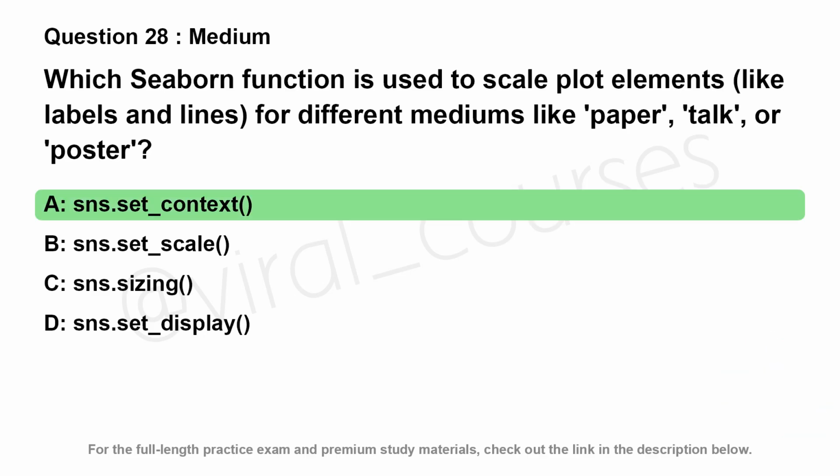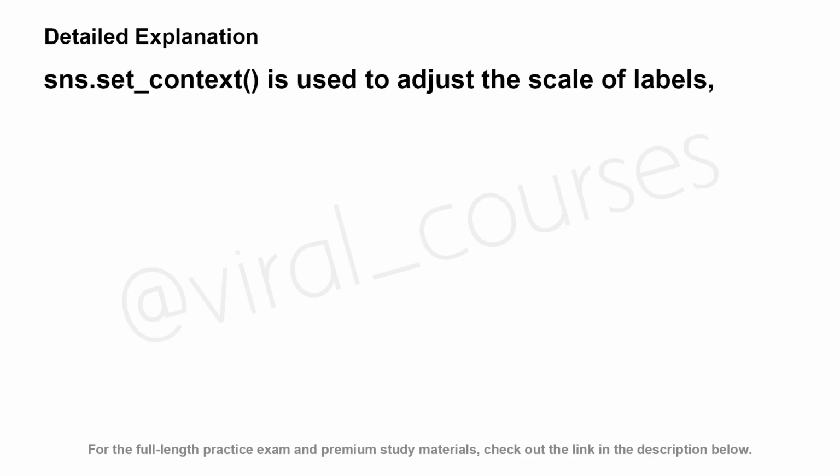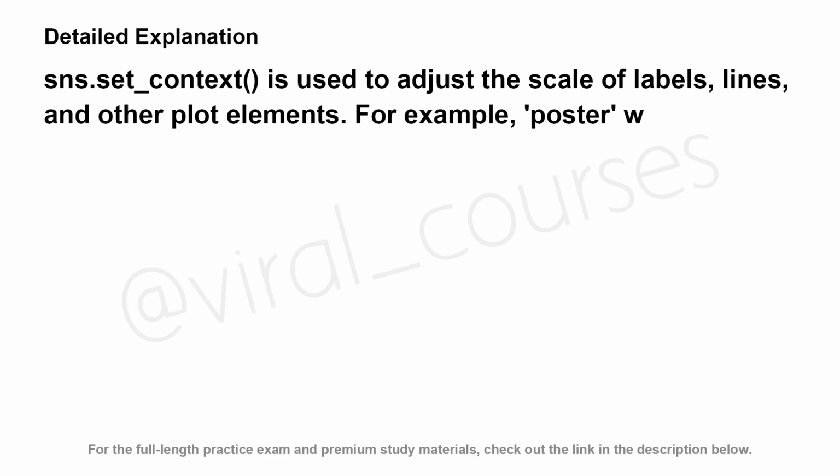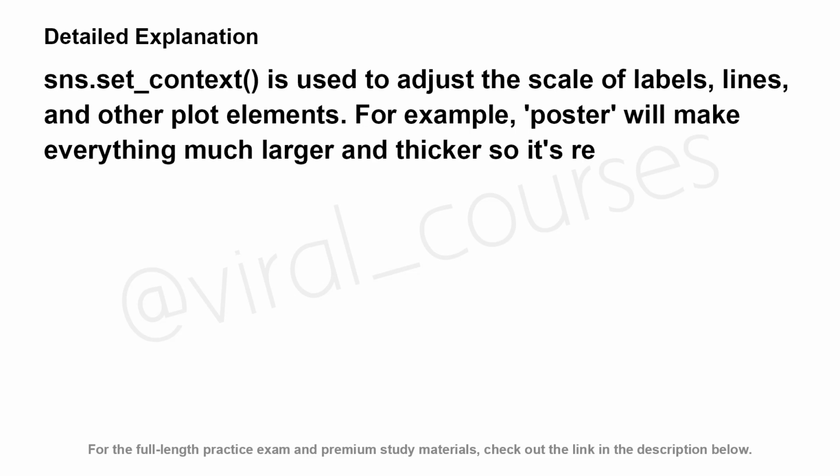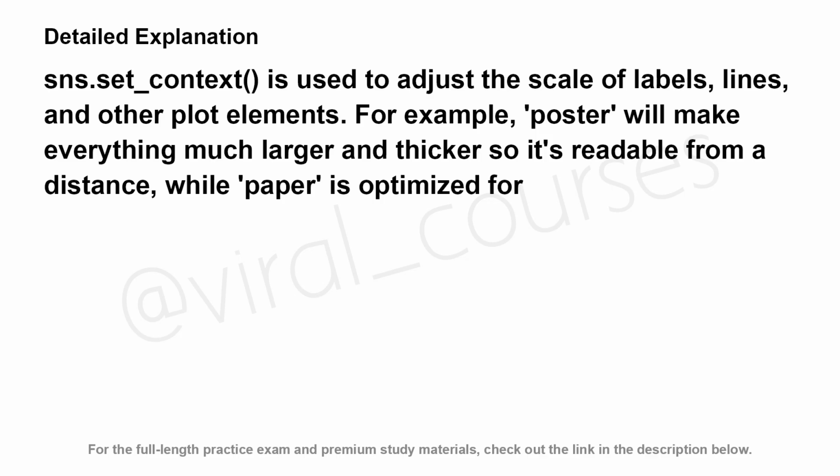The correct answer is A. sns.set_context is used to adjust the scale of labels, lines, and other plot elements. For example, poster will make everything much larger and thicker so it's readable from a distance, while paper is optimized for smaller document figures.